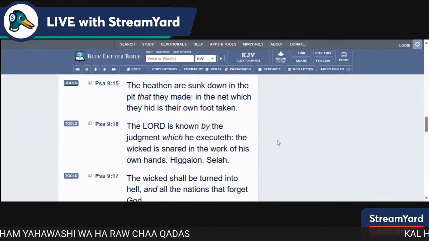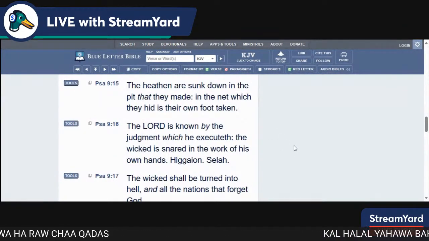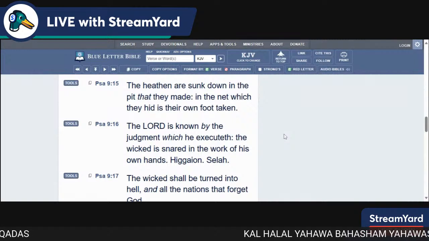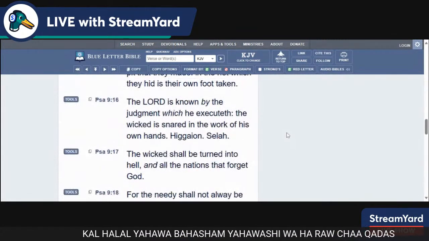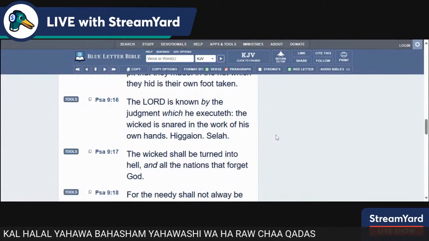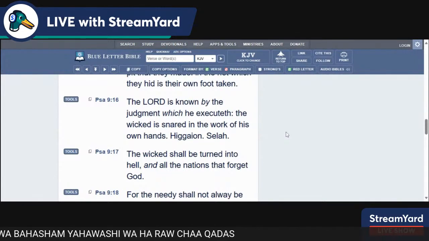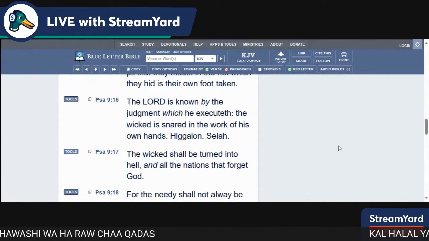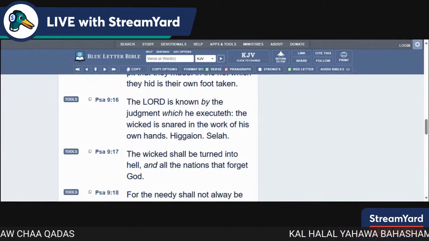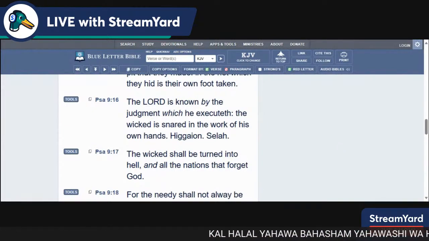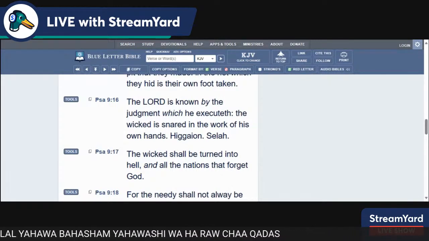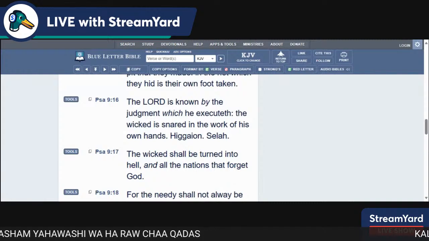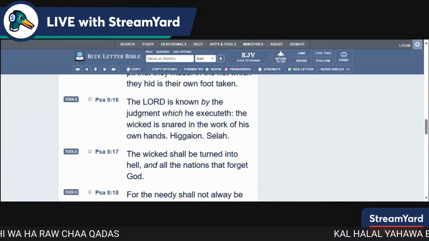The heathen are sunk down in the pit that they made, and in the net which they hid is their own foot taken. The Lord is known by the judgment which he executeth. The wicked is snared in the work of his own hands. Higgaion Selah. And these devils, just when they think that everything is working, when they release that MOTB, they crash the economy, and everything is started.